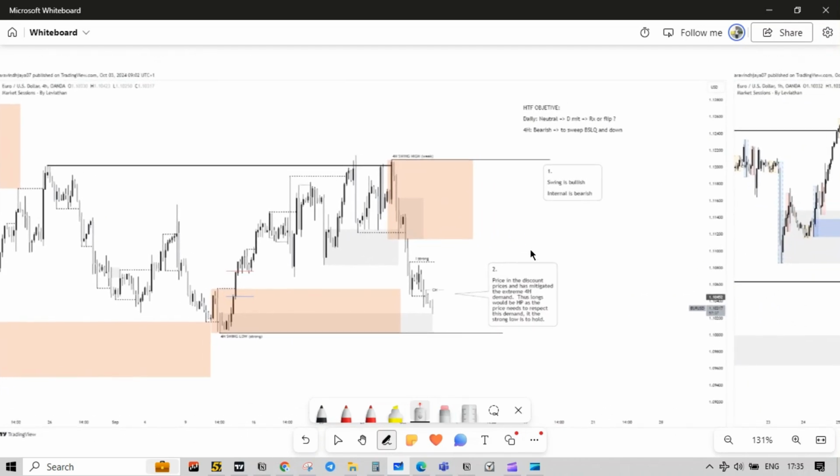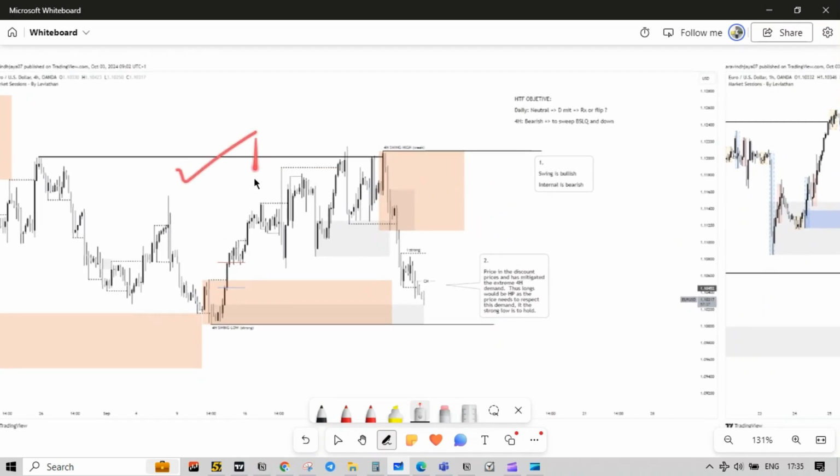Jumping into the 4-hour chart. The 4-hour swing structure is bullish, and the internal is bearish. I suspect that the price may take out the strong swing low. Why? Because you can see the bullish leg and the bearish leg. The bullish leg consists of so many pullbacks, whereas the bearish leg, once it took out the strong swing high, see the bearish momentum with which the pullback started off. With this strong bearish momentum, I'm expecting the price to take out the strong swing high, probably to mitigate the extreme daily demand.